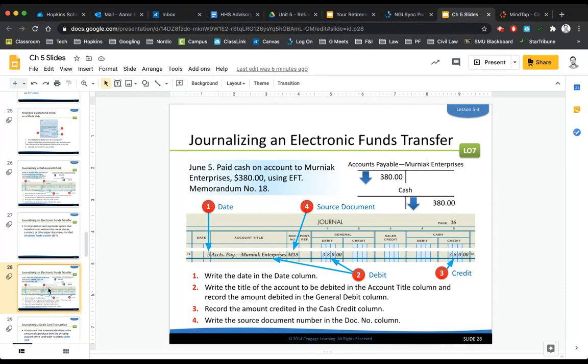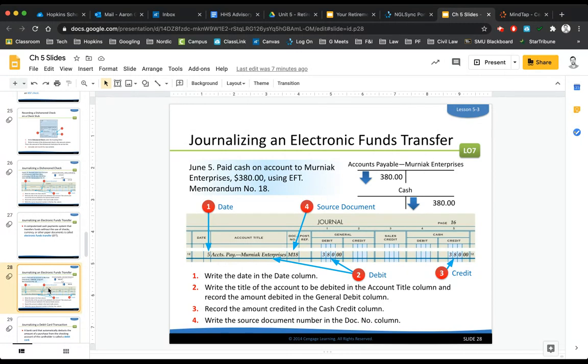In this example here on June 5th, our transaction says we paid cash on account to Murniak Enterprises in the amount of $380 using EFT. And it's really going to work the same as a check or cash payment for the most part. Because remember, cash doesn't necessarily refer to straight dollar bills. It refers to any money used by the firm.